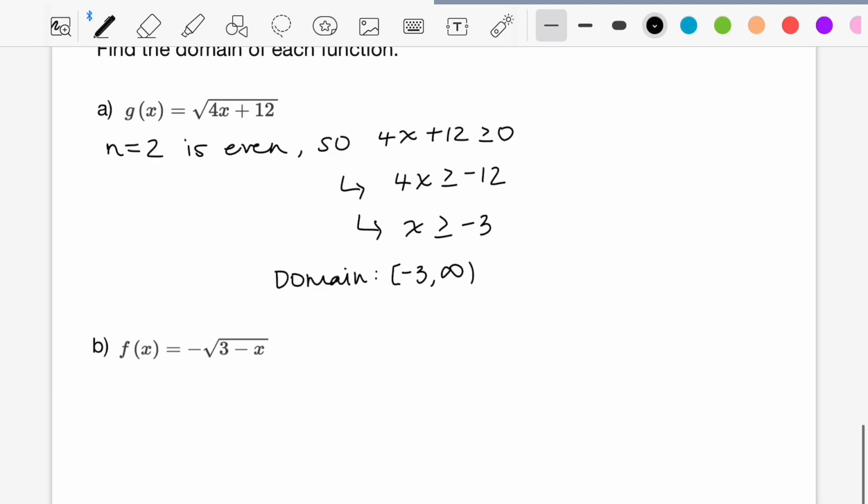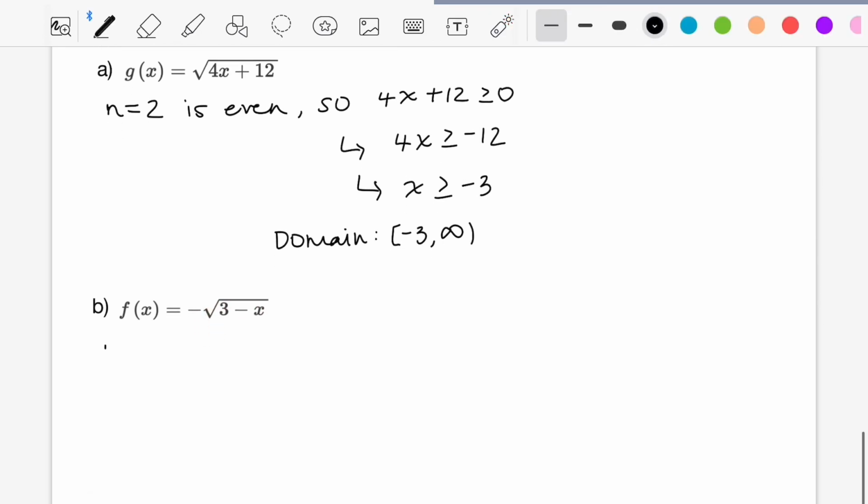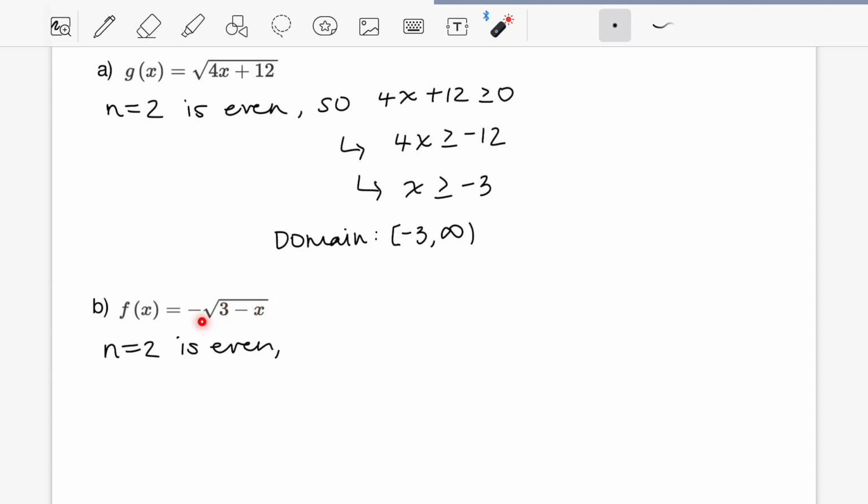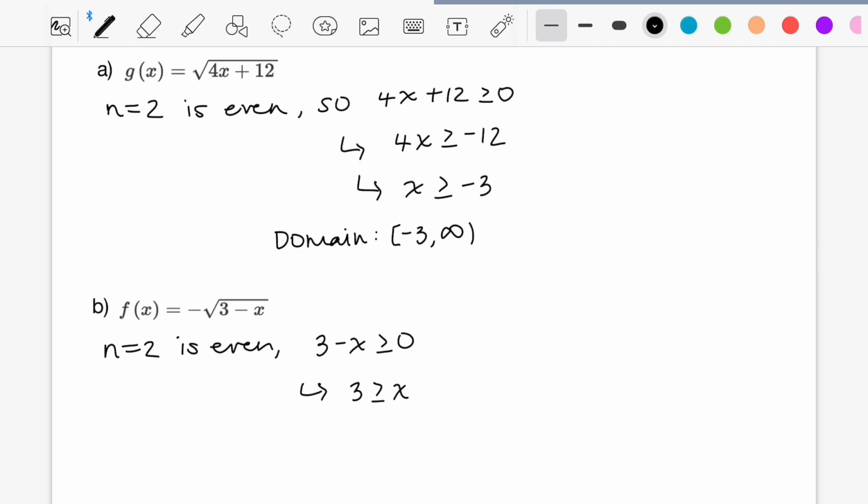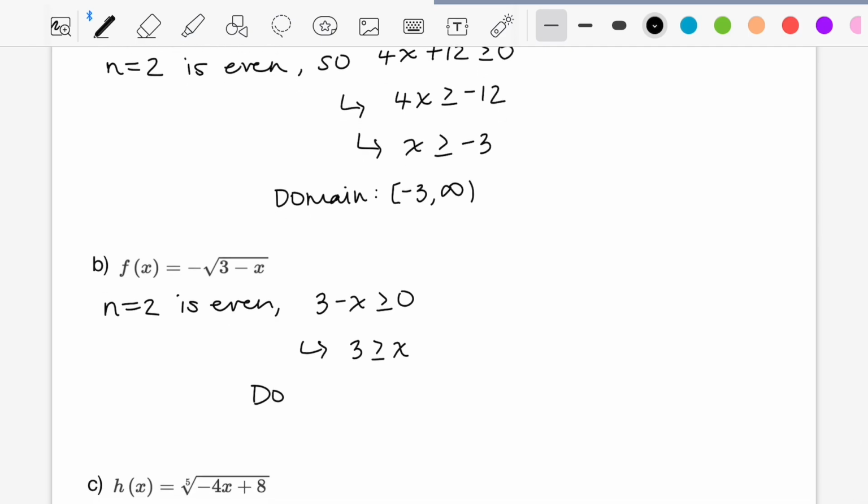All right. Now for part B here, we have this minus sign out front, but we're still looking at the square root here. So this n is equal to 2, and it's still even. So in this case, we also need whatever is under the square root to be non-negative. We can't take the square root of a negative number. So this tells us 3 minus x needs to be greater than or equal to 0. We can take the square root of 0, that's fine. So then we get x is less than or equal to 3. So our domain is going to be negative infinity up to positive 3 here.